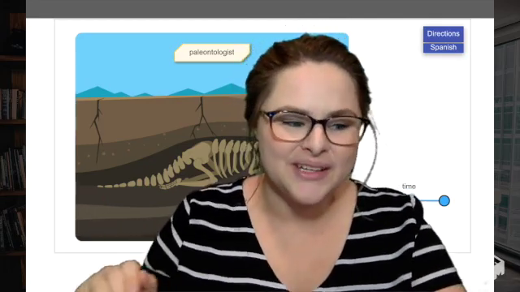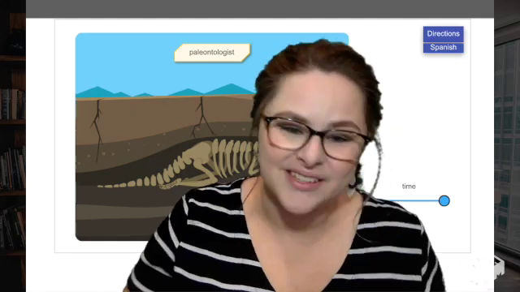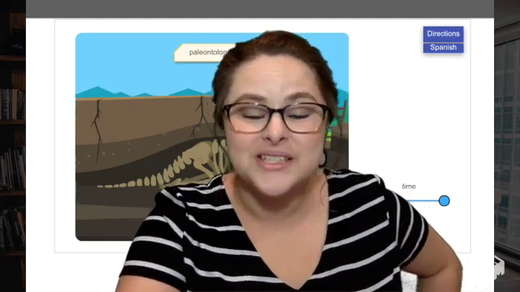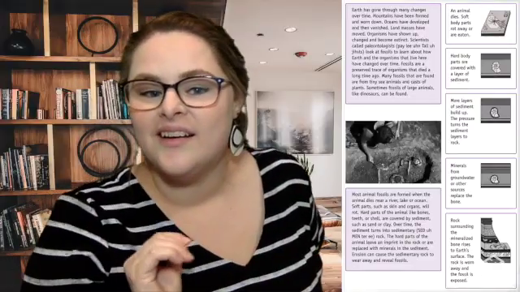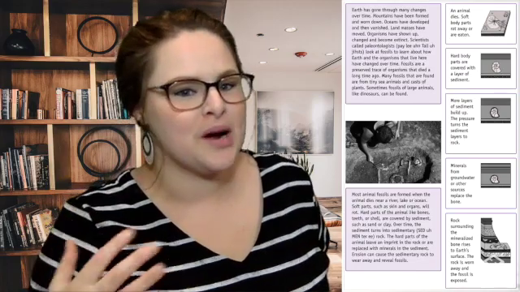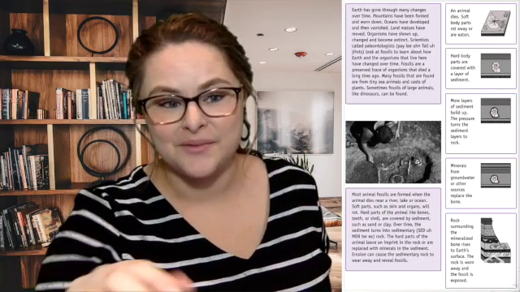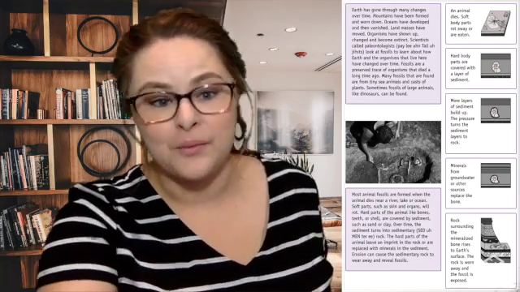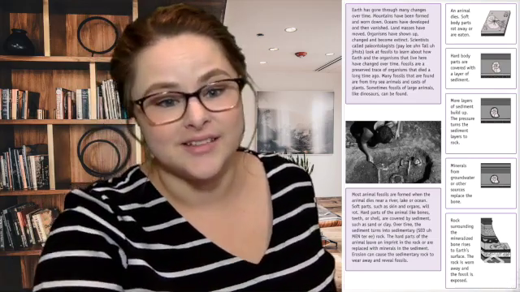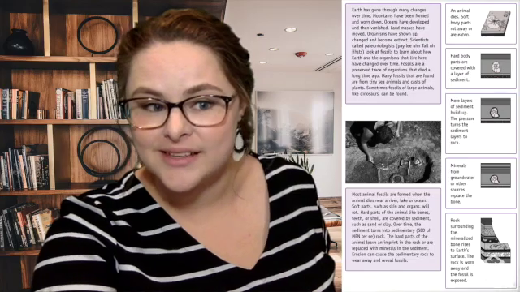So we are going to go ahead and look at some fossils and see how they relate to animals that are found today. Now that we've taken a good long look at this article and a little bit more about how fossils are made, we're going to talk a little bit about what fossils look like and how they can help us to understand the past and the present.